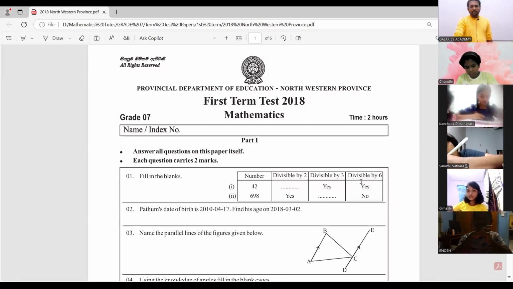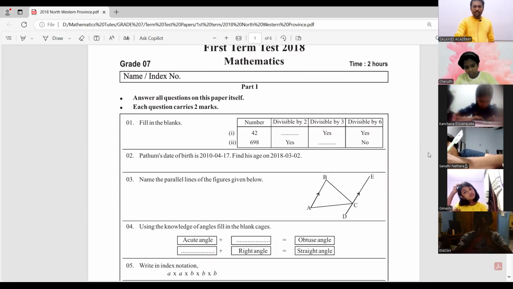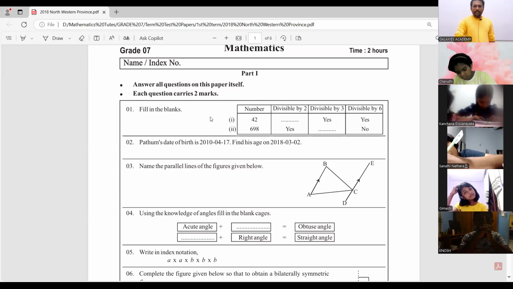I will discuss the needed theory for these questions and also the possible questions today. Right. Look at the first part. There are 20 questions in the first part. The first question, look at filling the blanks.